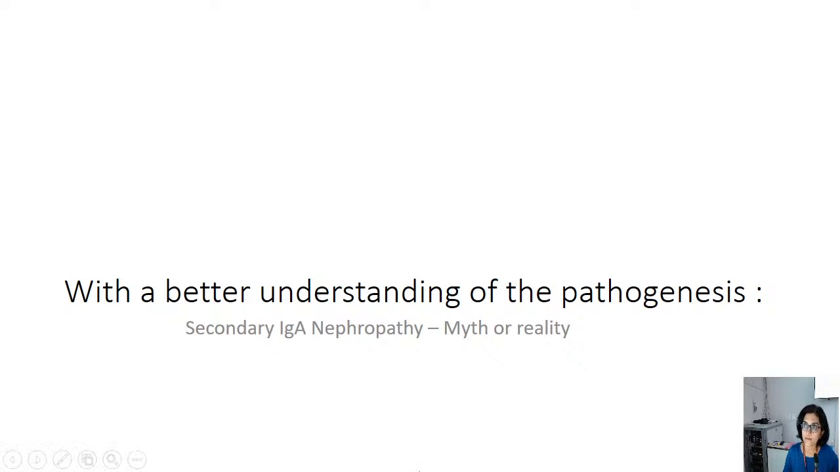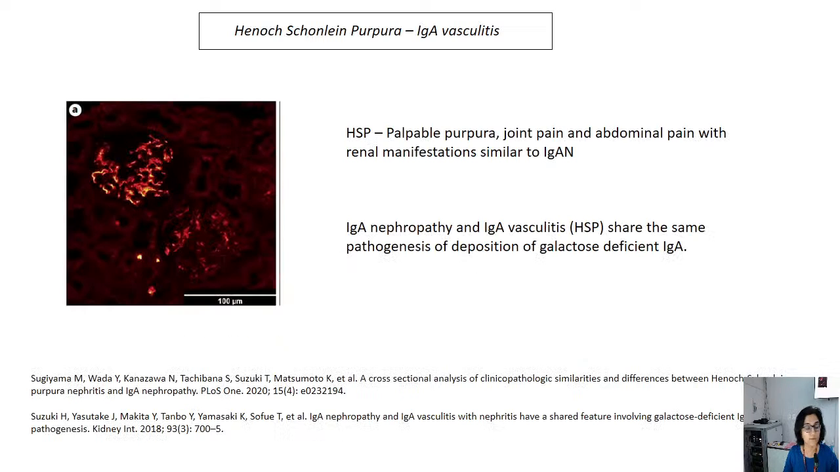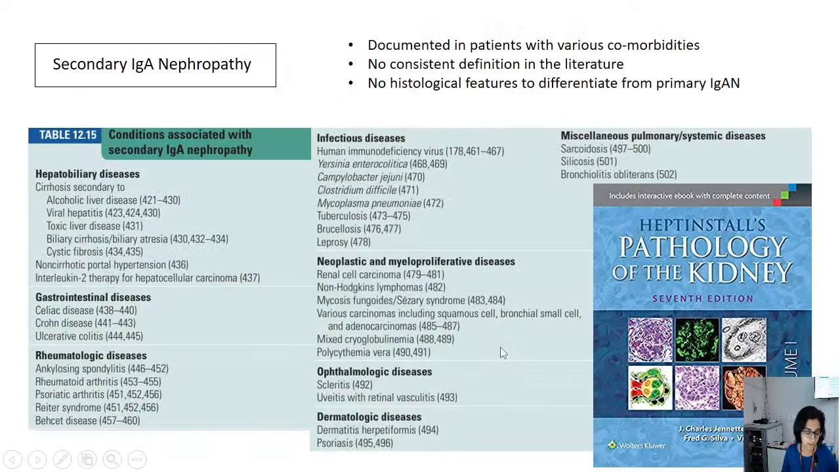With a better understanding of pathogenesis, we then came to a cohort of patients which was secondary IgA nephropathy. And the question that we asked was, is it real? Is it really a different disease, primary and secondary IgA? So before I go to classic secondary, if we look at HSP, which we understand is a systemic form of disease or IgA vasculitis, what we found is that they also stain very strongly for GAL deficient IgA. So what this means is that IgA nephropathy and HSP share the same pathogenesis of deposition of GAL deficient IgA, the only difference being the systemic manifestations of a small vessel vasculitis in HSP, and this has been proven in parallel studies just in the last few years.